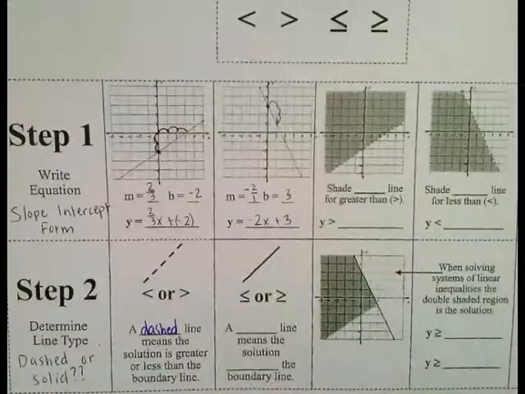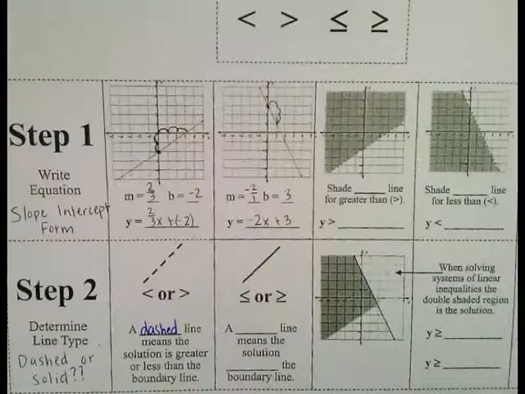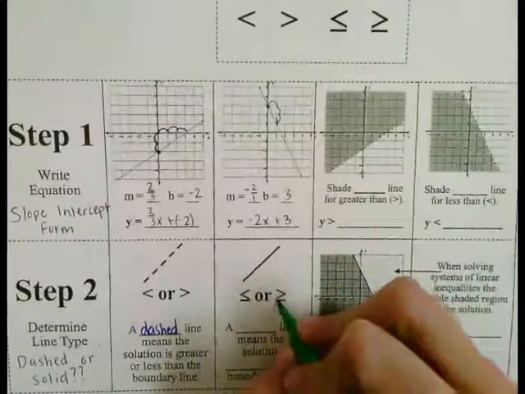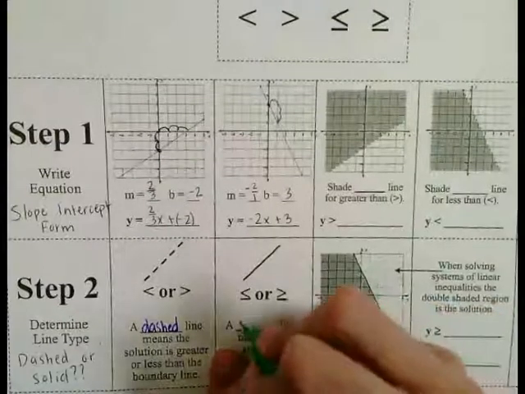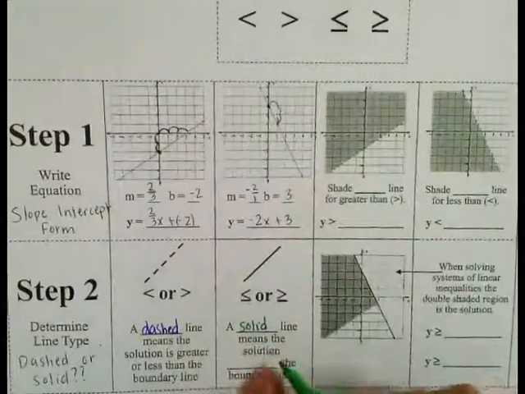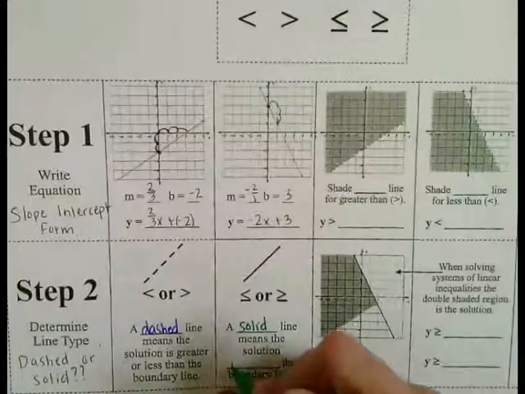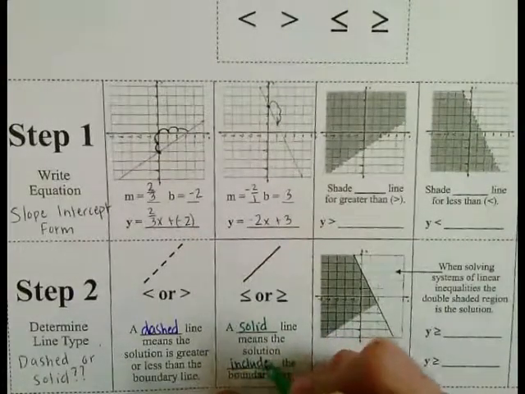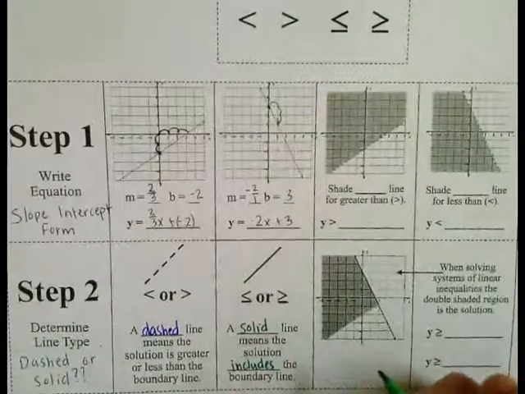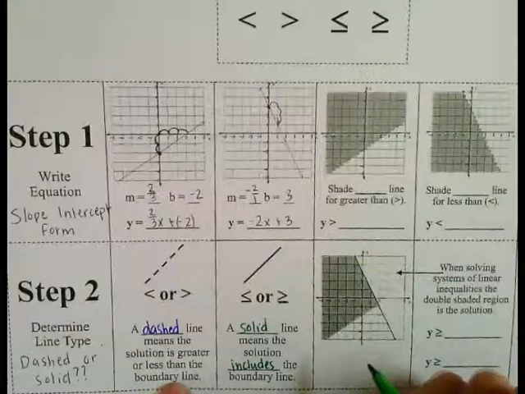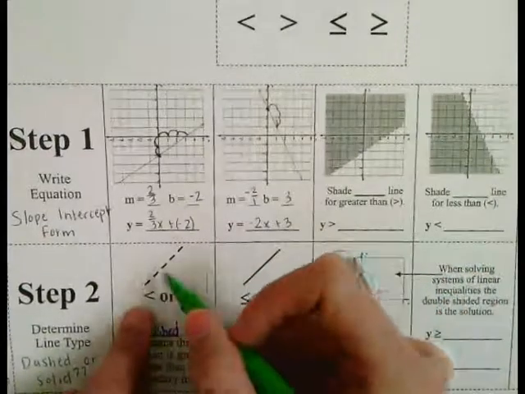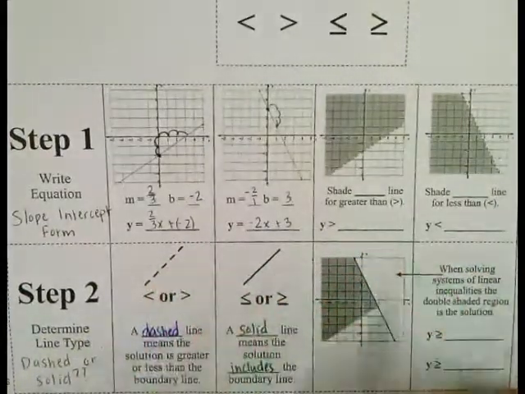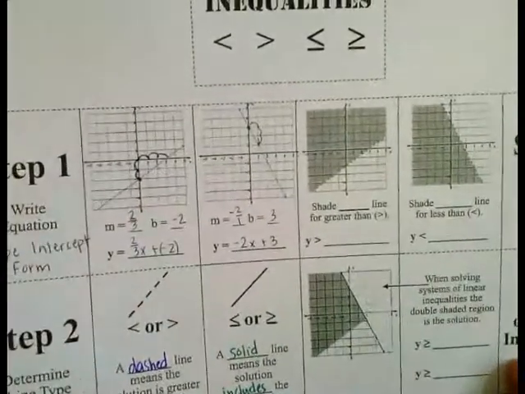Okay. In order for it to be solid, it has to be equal to. It has to have this equal sign below the greater than or less than sign. So a solid line means the solution includes the boundary line. So whenever you're graphing your linear function and it is a solid line, it means it's equal to everything on that line. But if you have a dashed line, it means it's not equal to things on that line. It's either greater than or less than.